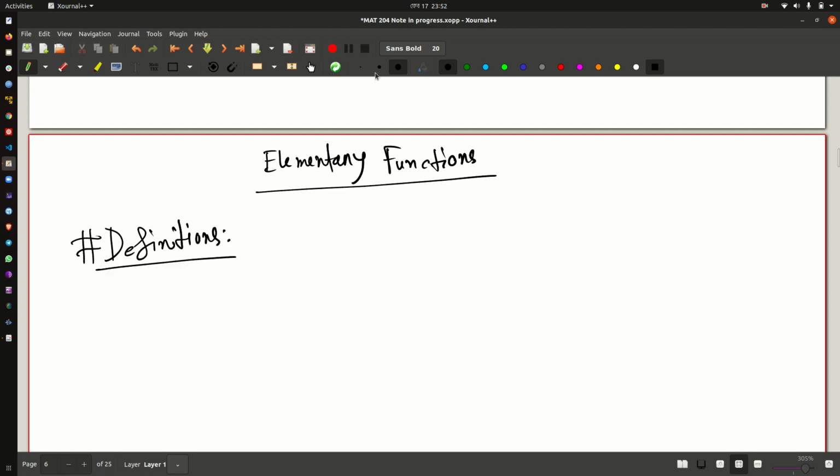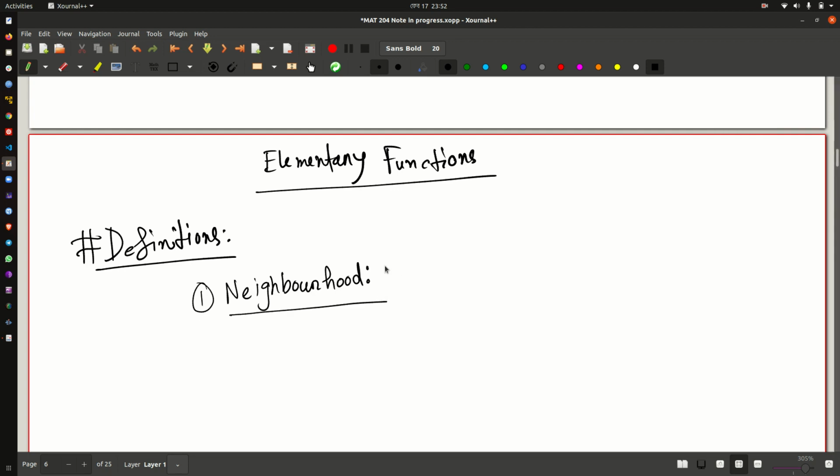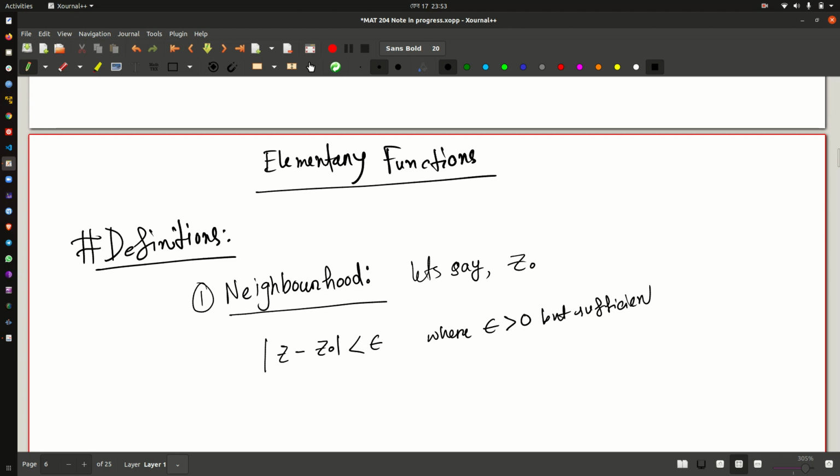So let's see. The first definition will be of a neighborhood. So let me write it down. We want to define something called a neighborhood. So what is a neighborhood, right? Let's say you have a complex number z0 and you want to define a neighborhood of this z0. The neighborhood of this z0 is defined like this: |z - z0| < epsilon, where epsilon is greater than 0 but sufficiently small.